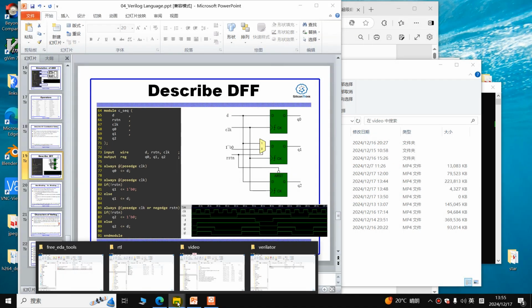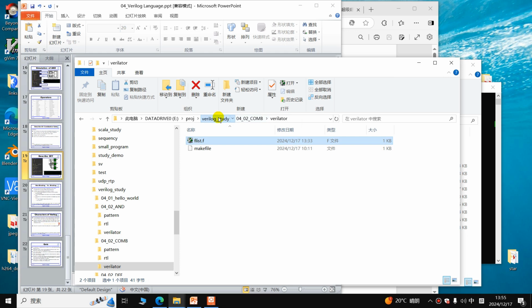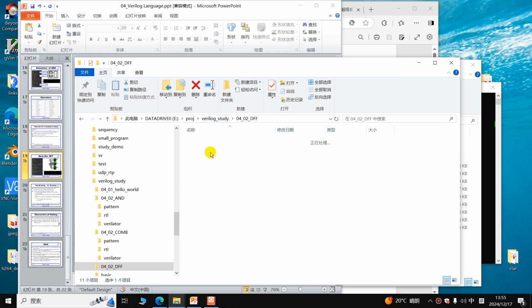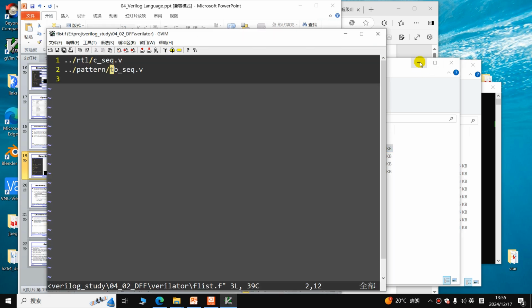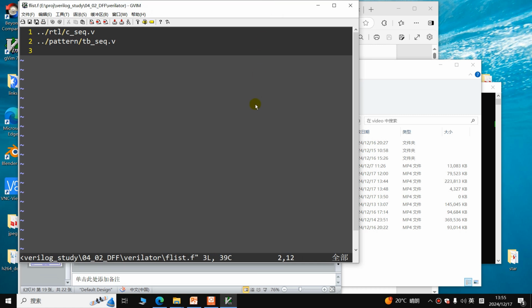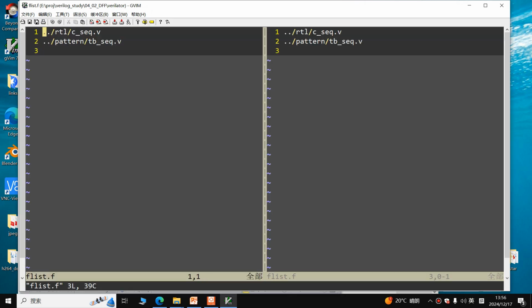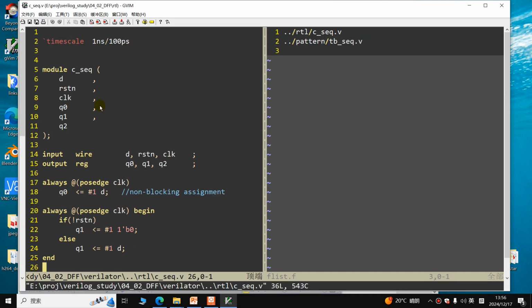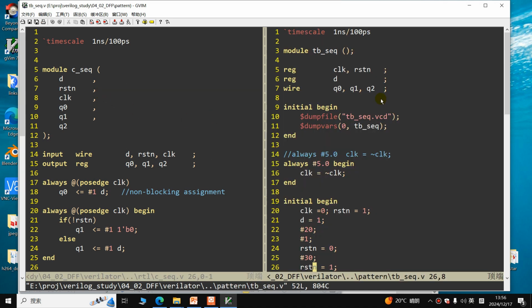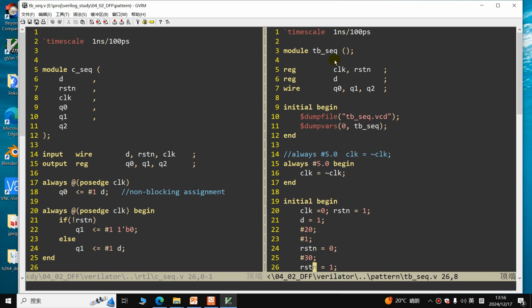Also, if you already have the code, you may want to write some test bench to test it.